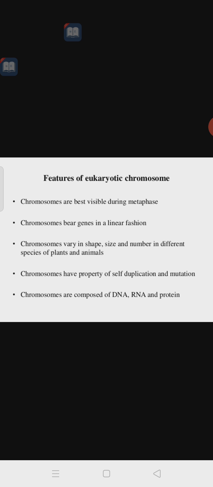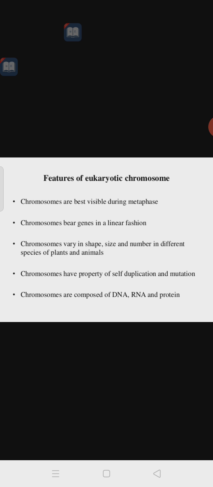In that, metaphase is where the chromosomes are arranged at the equatorial plate. In that stage you can see the proper structure of the chromosome. Chromosomes bear genes in a linear fashion. Okay, genes are present in a DNA present in a chromosome. So genes appear in a linear fashion. Chromosomes vary in shape, size and number in different species of plants and animals. Means each and every animal and every different species of plants have chromosomes. Their number is different, their shape is different, their size is different.